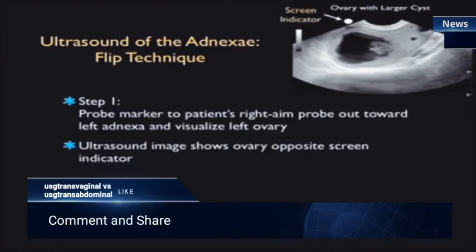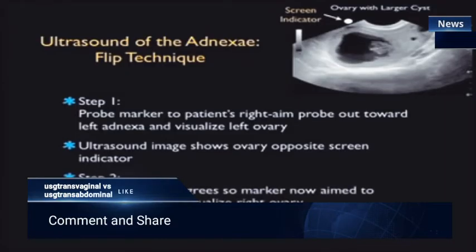The ultrasound image that we'll obtain will look similar to the one above here to the right. Here we see an ovary with multiple cysts. Notice the screen indicator dot positioned towards the left of the screen, and notice the ovary is opposite to the screen indicator dot. Now, after fully visualizing the left adnexa, we'll need to go to step number 2 to visualize the right adnexa.